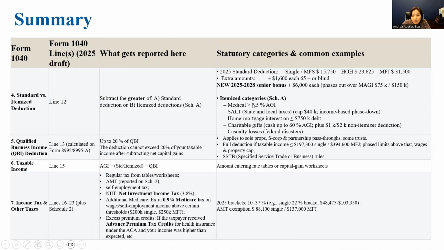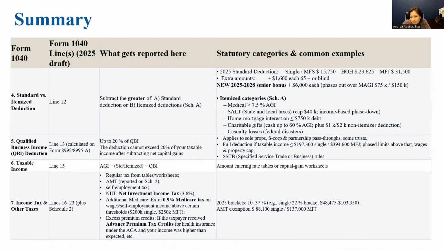Medical expenses above the floor, and the floor is 7.5% of the adjusted gross income, meaning my expenses that exceed 7.5% of my adjusted gross income will qualify as an itemized deduction. State and local taxes, but there is a cap, $40,000. Then home mortgage interest on properties that have a value less than $750,000. Charitable gifts, casualty losses.